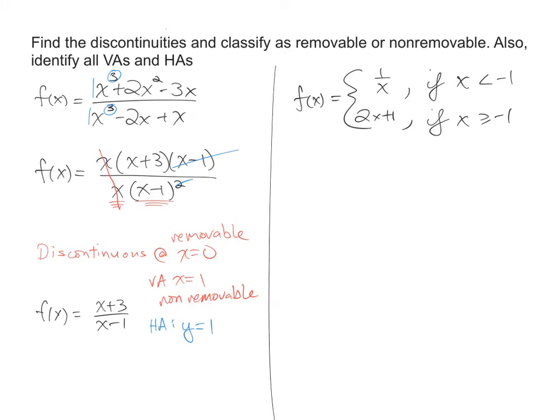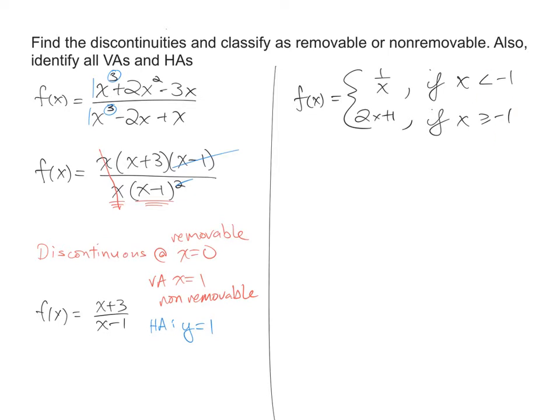In this next example, we have f of x equals 1 over x if x is less than or equal to negative 1, or 2x plus 1 if x is greater than or equal to negative 1. So what needs to happen when you have a piecewise function is you need to check each function for discontinuities on the interval, and then you need to check where the domain breaks to see if it's continuous at that particular x value, in this case, negative 1.